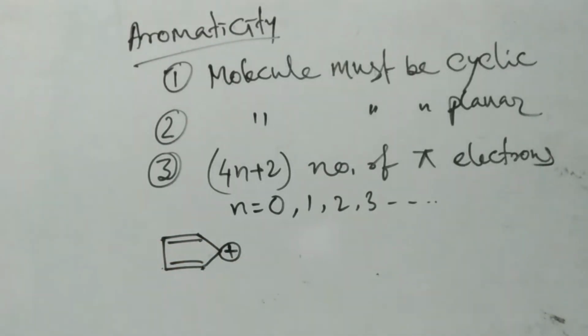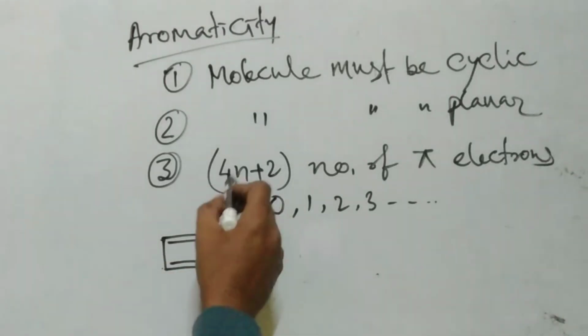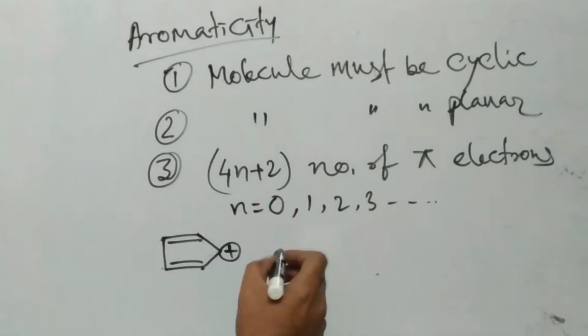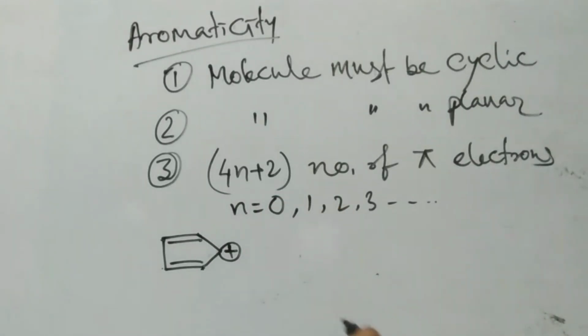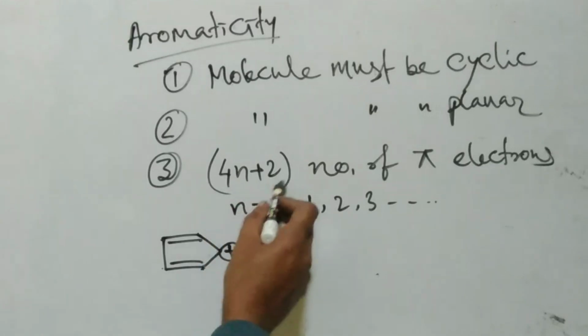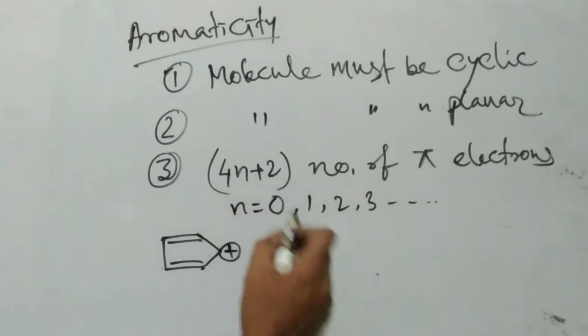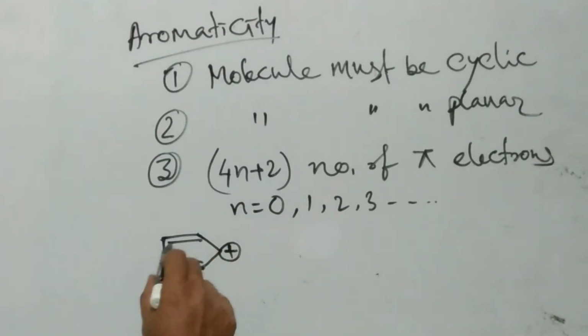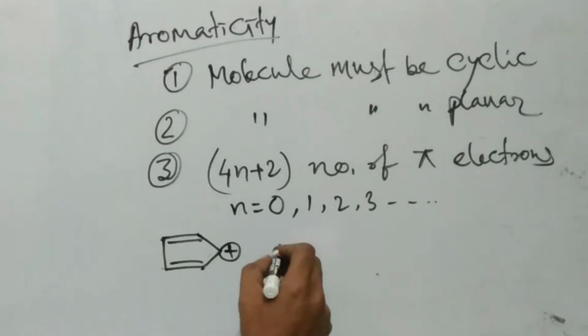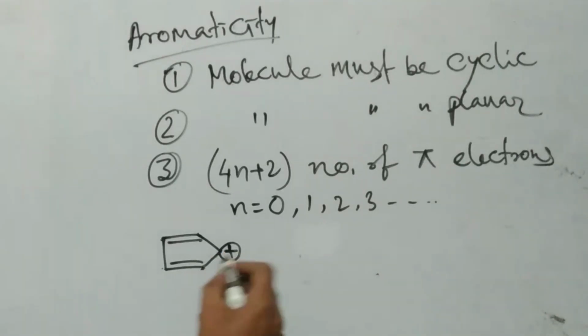Now the total number of pi electrons present: there are 2 pi bonds, and each bond carries 2 electrons, therefore the total number of pi electrons is 4. For 4, there is no value of n that fits, so this is not aromatic. If n equals 0, it gives 2; if n equals 1, then 6; if n equals 2, then 8 plus 2, 10. So with 4 electrons the molecule is not aromatic, it is non-aromatic.